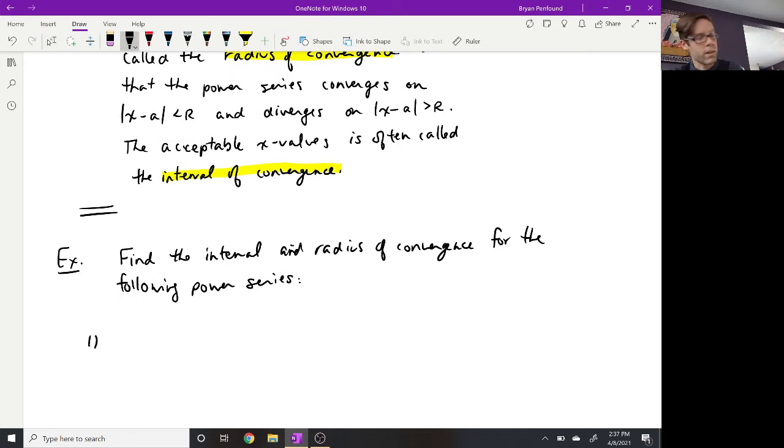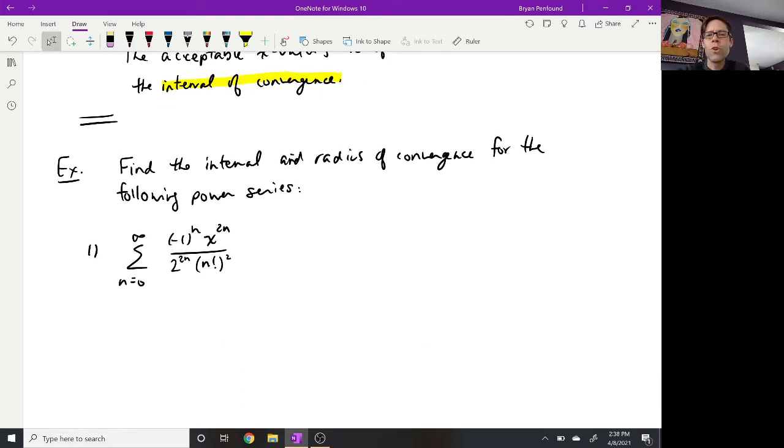And we're going to do 2 more examples. So the first one is going to look something like this. We're starting at 0 and heading up towards infinity. And we have -1 to the n, x to the 2n. And then we have it down here, actually this is going to be 2 to the 2n, and n factorial squared. Figured we would do one that looks really, really awful.